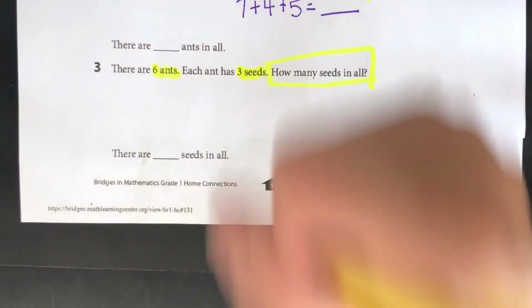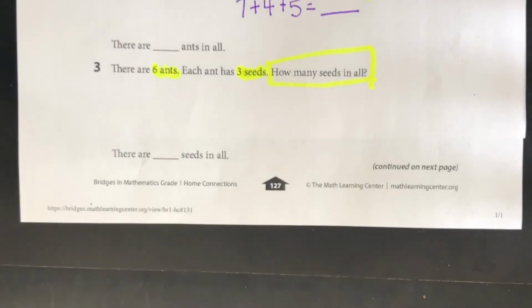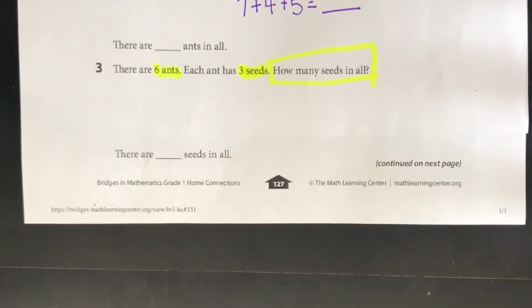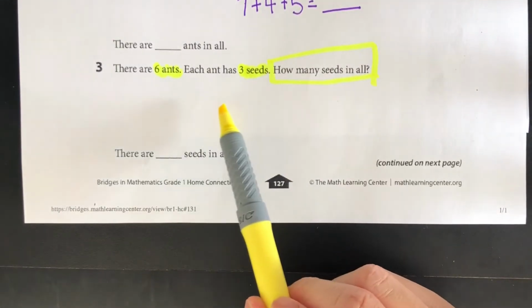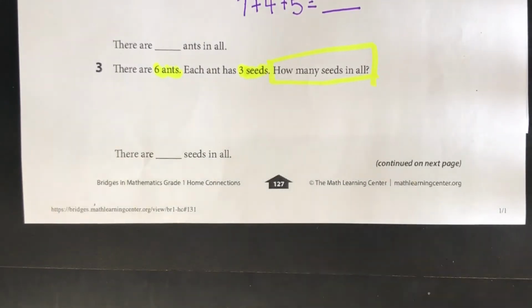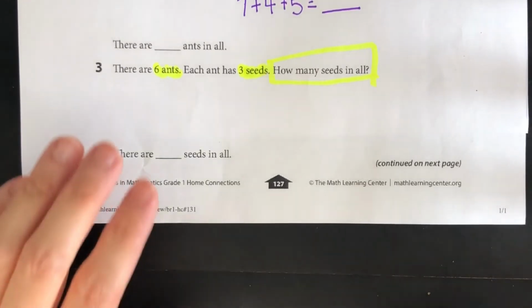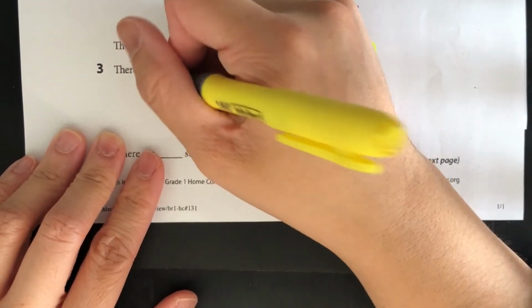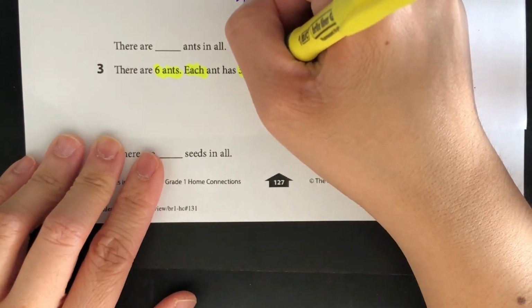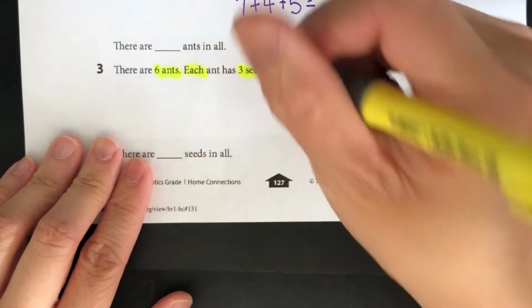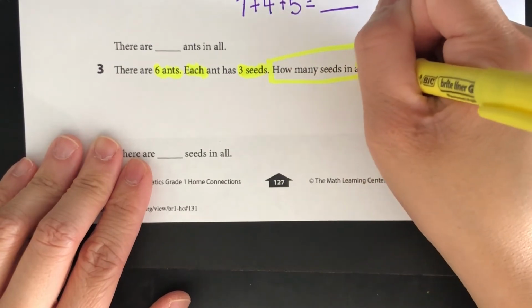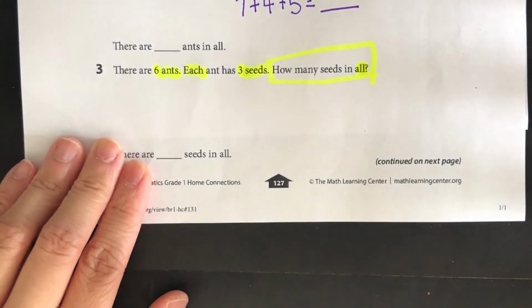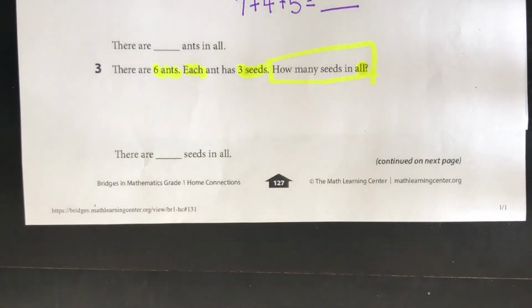I'm going to read this one more time, and we're going to pay attention to special words. There are 6 ants. Each ant has 3 seeds. How many seeds in all? So I heard the word each, and each tells me that every single one of these ants has 3 seeds. And then it asks me how many seeds in all. And all is telling me it's an addition problem.